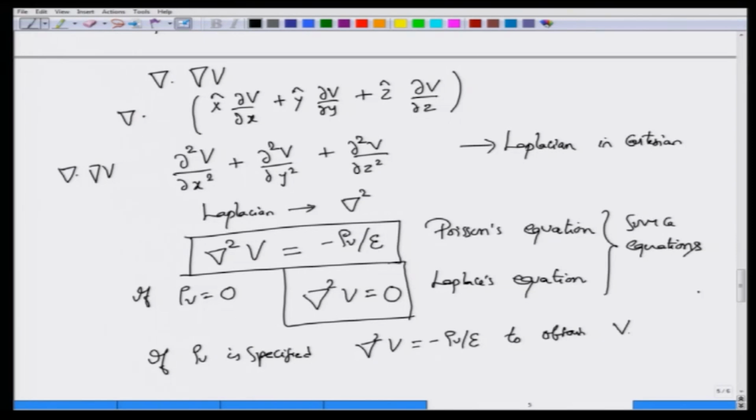If of course charge density is 0, you can use Laplace's equation to obtain the potential v everywhere in the space. Now, from v, by applying the gradient operator, I can obtain the electric field. So, I can obtain electric field from v, and in this process you will realize that the source for electric field is actually the charge distribution.